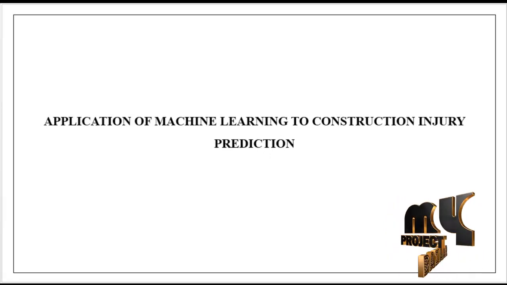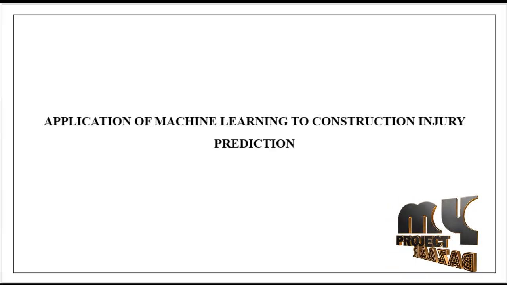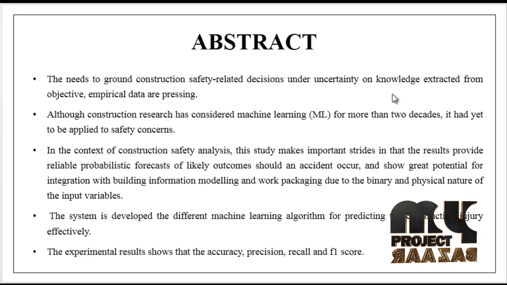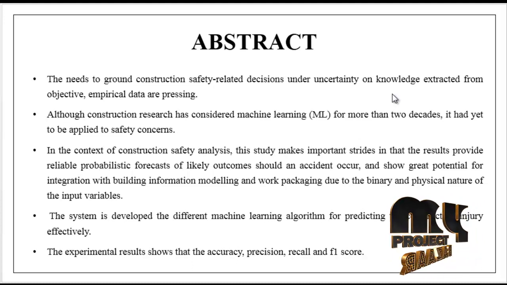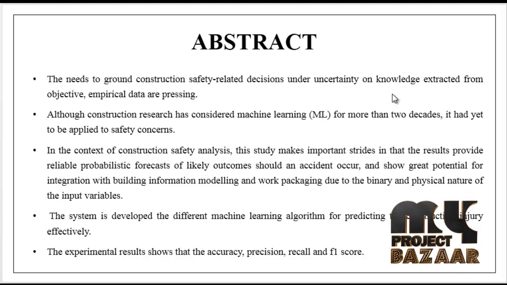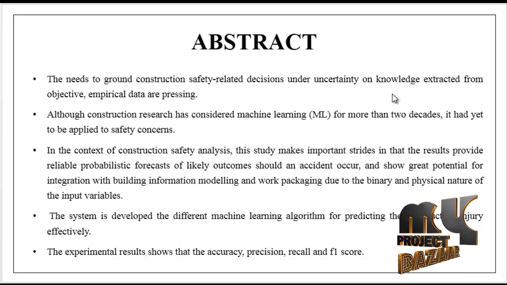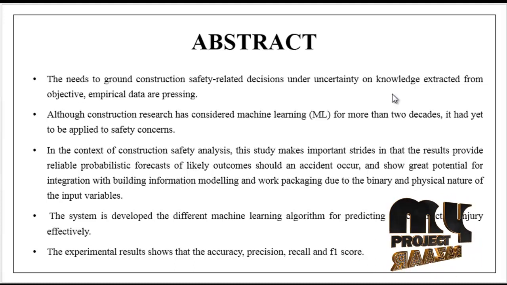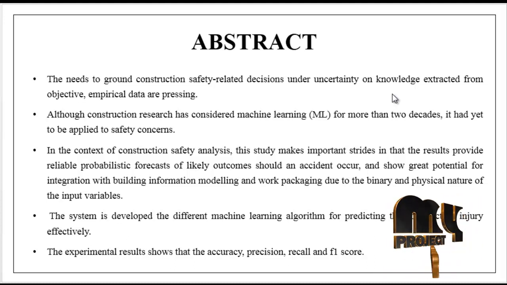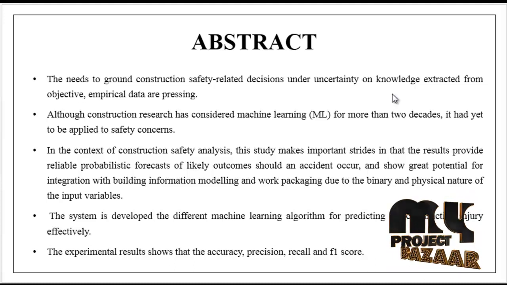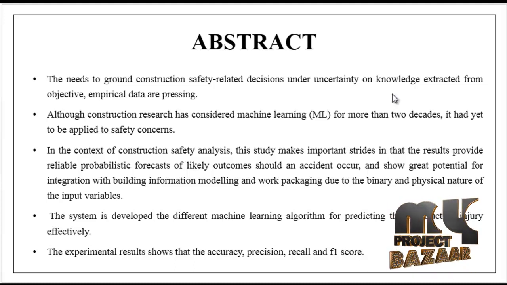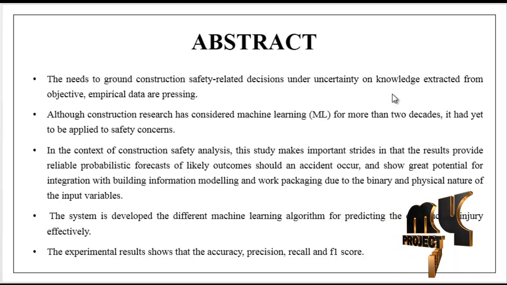Now we are going to see about the application of machine learning to construction injury prediction. Now we are going to see about the overview of our process. The main objective of our process is to construct the injury prediction from our input data set by using different machine learning algorithms. The need is to ground construction safety related decisions under uncertainty on knowledge extracted from objective empirical data.